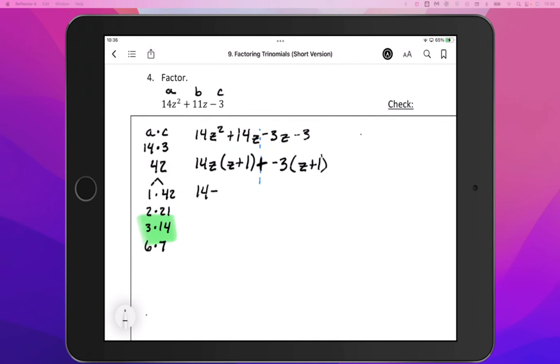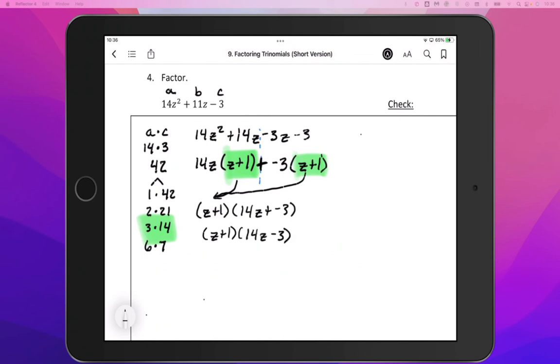And I will have 14z. Oops, my bad. I need to factor the things that are common out. So we've got z plus 1. And then what remains is 14z plus a negative 3. Got to clean those signs up. Z plus 1 times 14z minus 3.